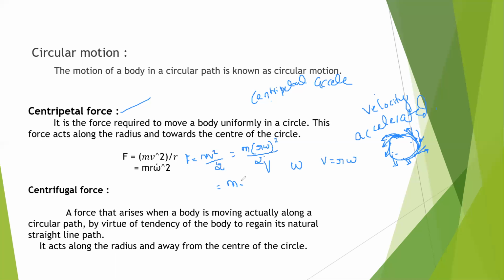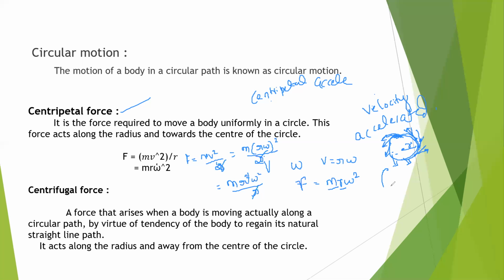That becomes m r square omega square divided by r. Now you can see this r will get cancelled, therefore I get centripetal force F equal to m r omega square, where m is the mass of the body, r is the radius of the path in which it is moving, and omega is the angular velocity.